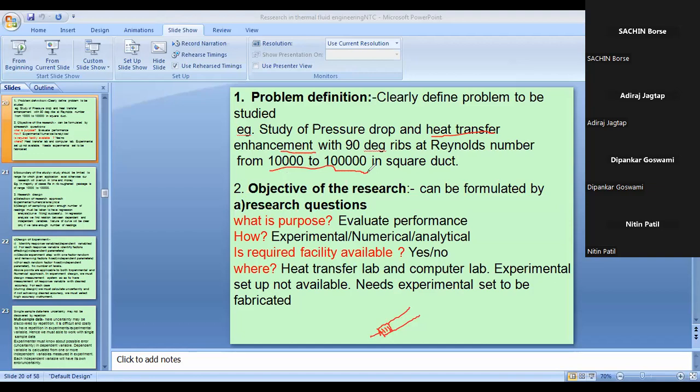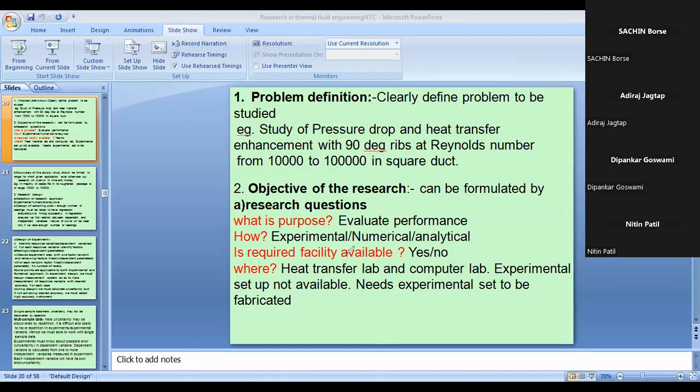Okay. So we have to be very clear in defining the research: what you want to do, what will be the limit. Like I clearly mentioned, the limit for Reynolds number is 10,000 to 1 lakh. I will use this rib. There are different types of ribs. I will study the pressure drop and heat transfer. So I have clearly mentioned it, so there is no ambiguity, because this will guide you for the further research.